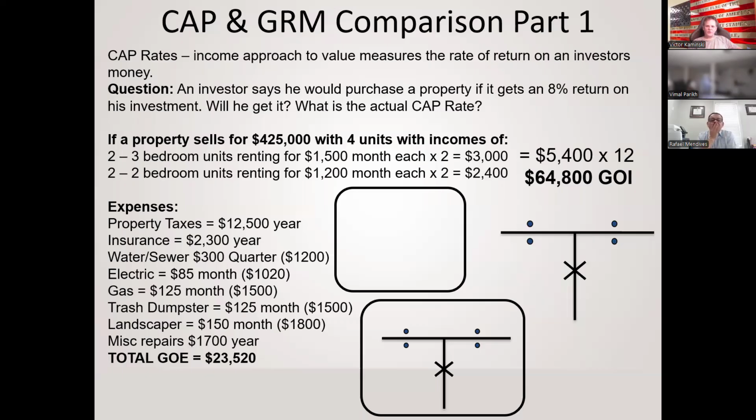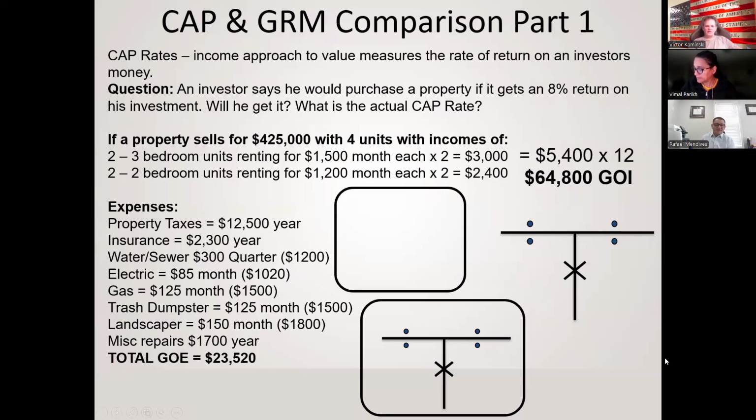So do we need the monthly or the annual income for figuring out cap rate? Cap rate is annual. Yeah, the GRM is monthly, the gross rent multiplier. Yep.